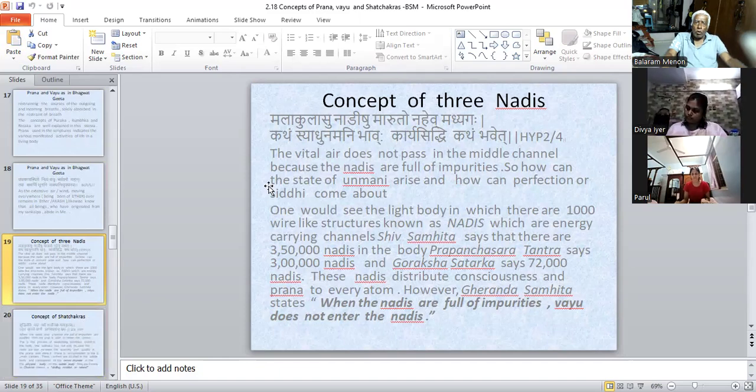So, again, I will repeat, the concept of three nadis, Ida, Pingala, Sushumna: mala kulesho nadisu, maruto naiva madhyagah, katham syad unmani bhavah, kathan siddhir bhavet. Here, in 2.16 or 2.18, the concept is only prana and vayu as mentioned in the various texts they are referring to. So we have finished with Bhagavad Gita, and with wind and air. Now we have come to Hatha Pradipika, a yogic text. Unlike Bhagavad Gita, we will only talk about a Vayu which is flowing inside the nadis.